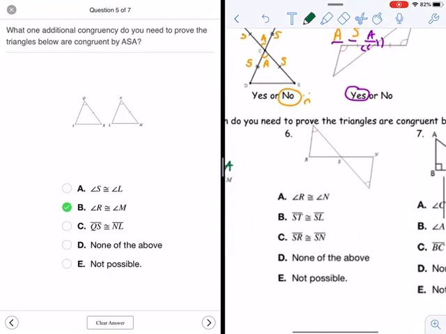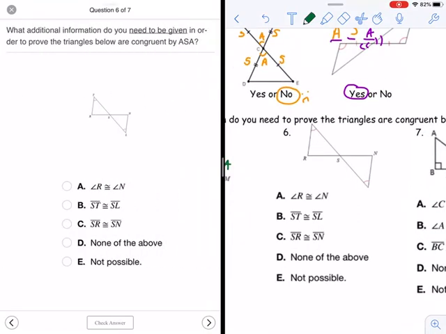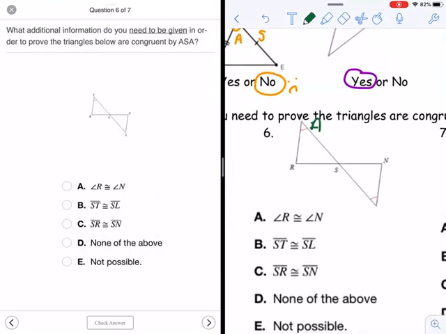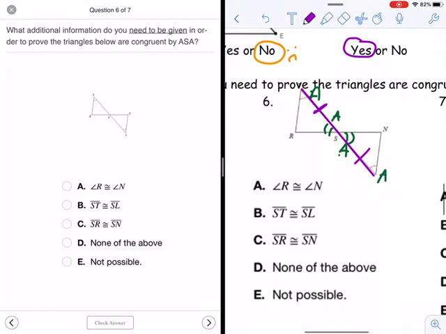Okay. This one right here, notice that we have an angle. It's not marked, but we can guarantee that these two angles are congruent by vertical angles. So we have another angle. Now I just need a side, and remember my side must be between both angles, so it has to be this one right here. TS and whatever this one is, LS. All right, or ST and SL.